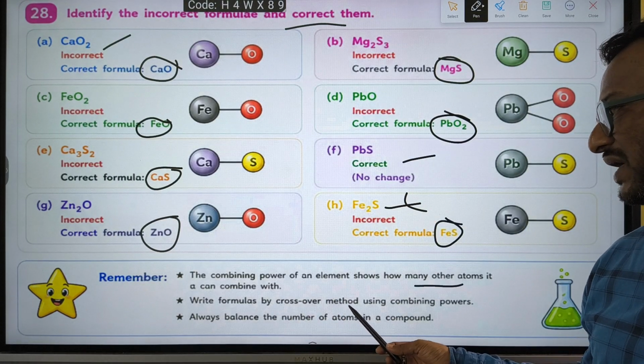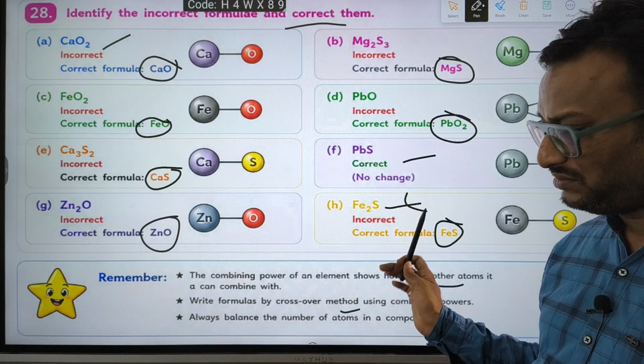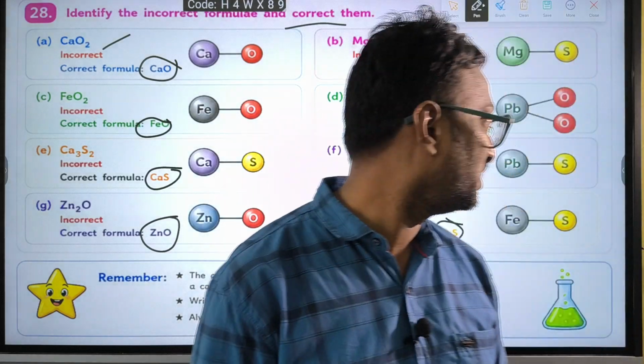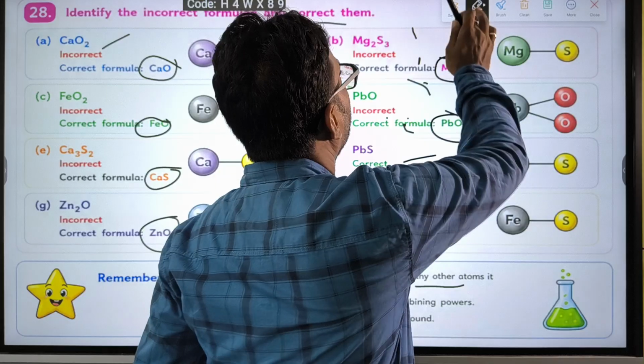Write the formulas by the crossover method using combining power. So there is nothing to worry about. We will learn everything in our classes.